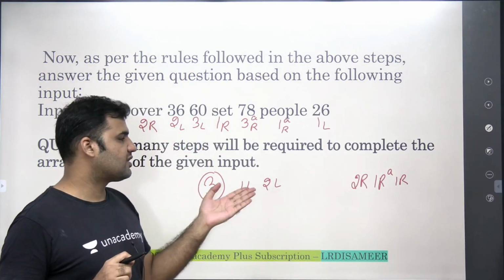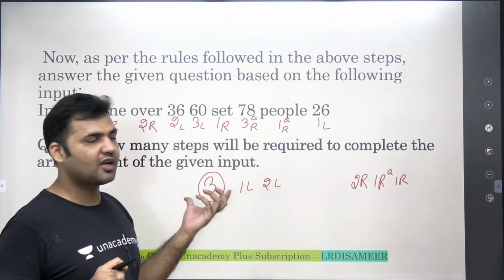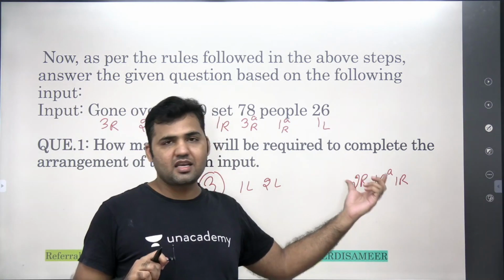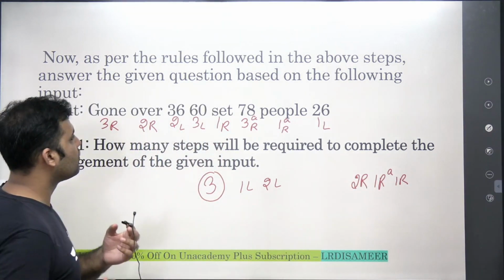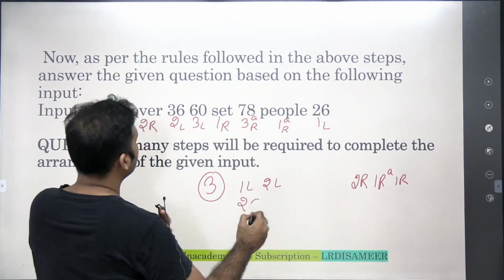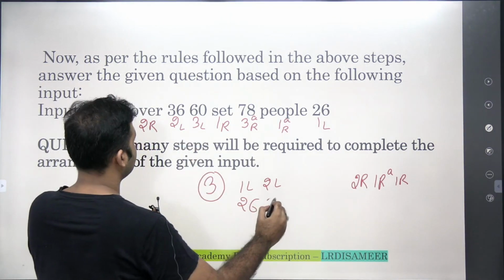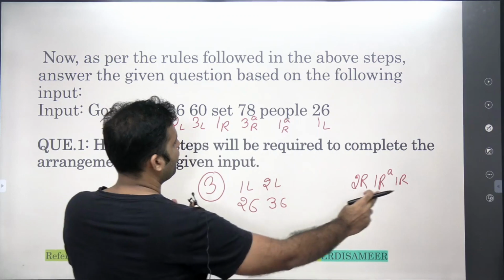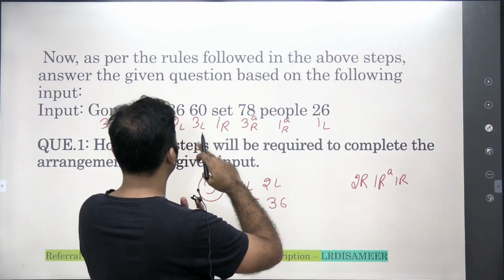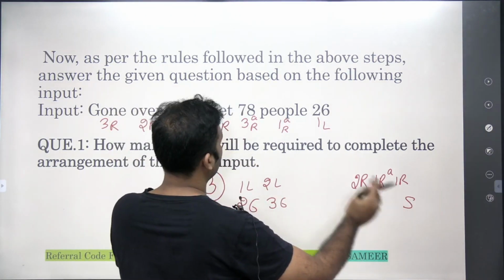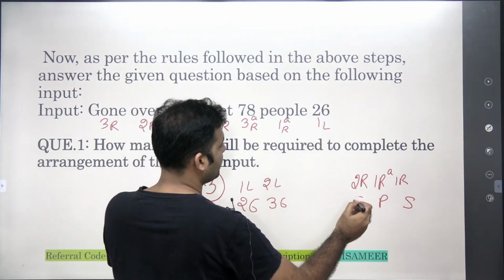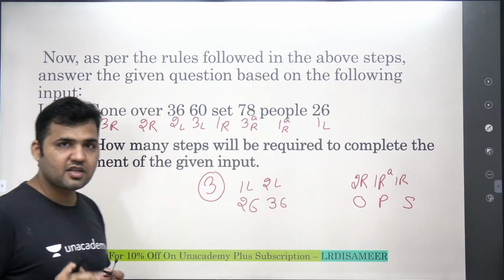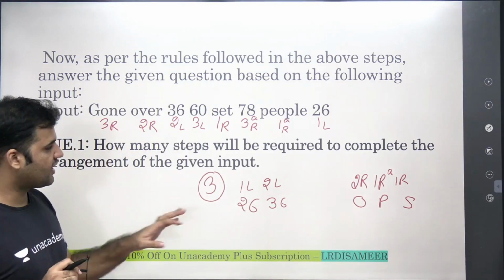Because in the second step, 1L and 2L, two elements will be moved on the left hand side and two elements or any automatic filled rank will be moved on the right hand side. So just tell me, 1L is 26, 2L is 36, that's it. 1R is set, right? So S will be here, 1R automatic filling is P, and then you have 2R which is O. And remaining elements are not supposed to be moved, so write them as it is, right?